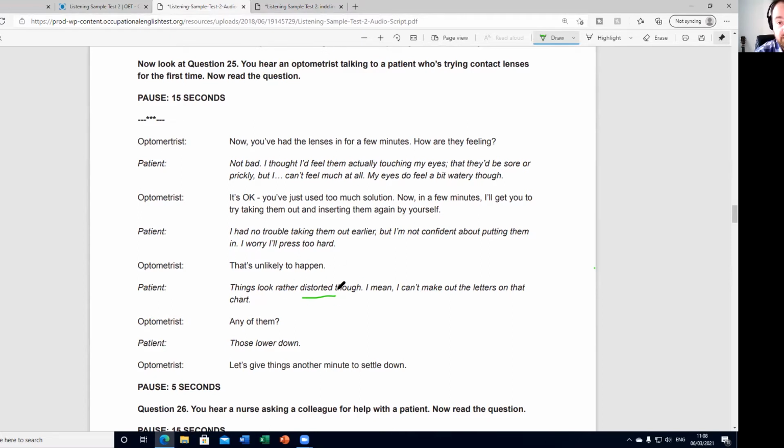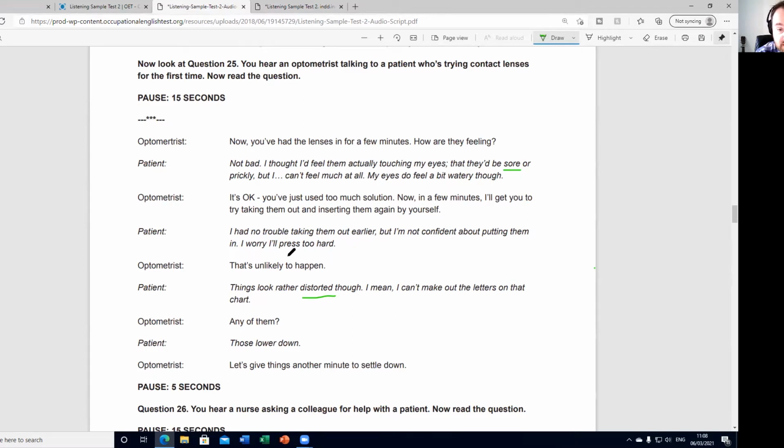Okay, the other option, sorry, B was soreness in his eyes. They talk about being sore. He said that they'd be sore or prickly, but I can't feel much at all. So he hasn't got any soreness. So that part there is key to show us that option B is not the correct answer.